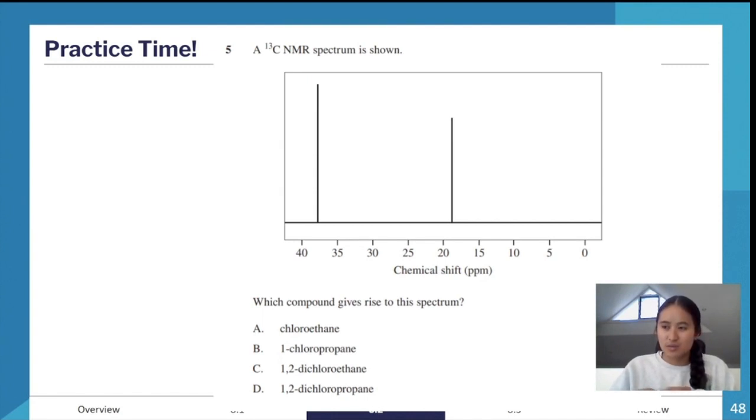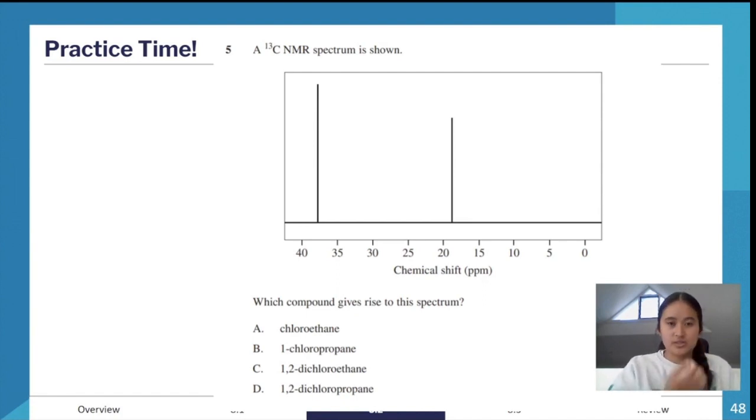Then, if you have B, which is 1-chloropropane, you have three carbons, and one of them has a chlorine on it, and then two hydrogens. One of them has two hydrogens on it, and one of them has three hydrogens on it. All of those are different, so those are three distinct carbon environments. So the only answer to this could be A, chloroethane.